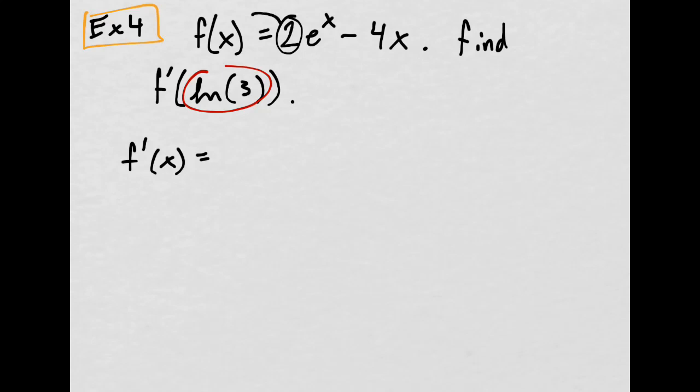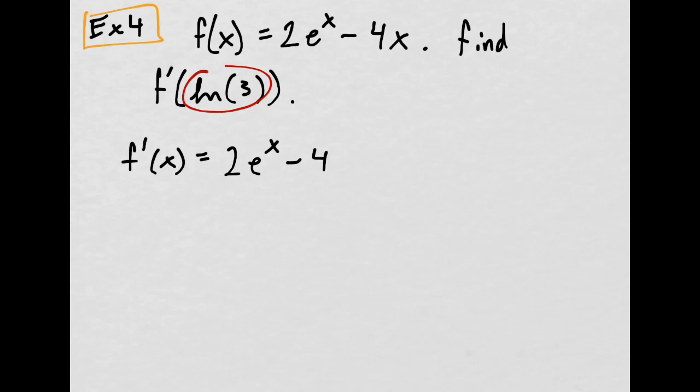Remember, you can pull out constants. If you have the derivative operator, you can pull out that constant. So we just have the derivative of e to the x, and then multiply by 2. Well, that's still just 2e to the x, because the derivative of e to the x is e to the x. And then minus the derivative of 4x, which is just 4.